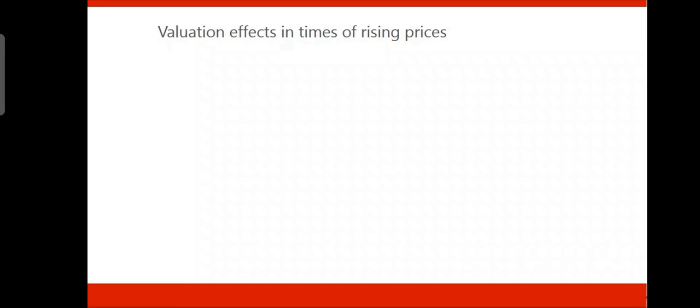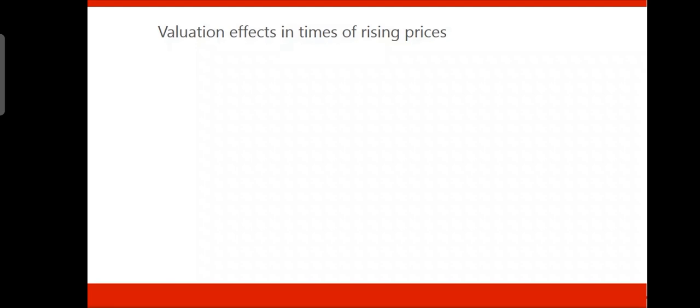Now, the last thing is what we call valuation effects in times of rising prices. If you remember, when we did our inventory first section, I showed you some calculations in which if the closing inventory value goes up, the profit goes up. Wherever closing inventory is more, profit is more. Closing inventory goes down, profit goes down. Actually, it is more about closing inventory and cost of sale. Because if closing inventory goes up, your cost of sale goes down. And if cost of sale goes down, as a result, profit will be more.